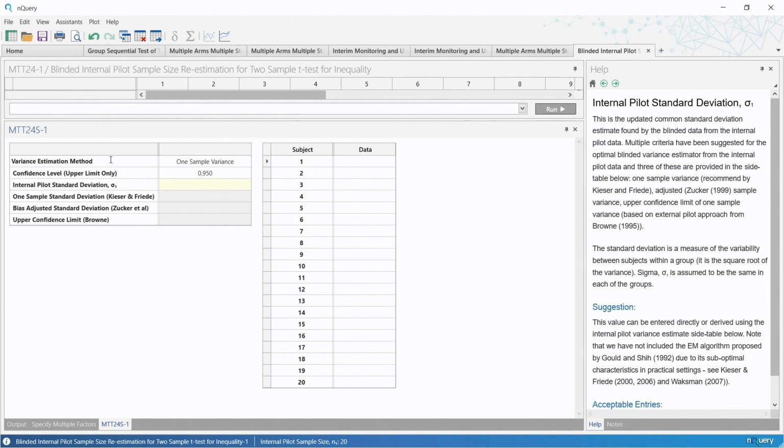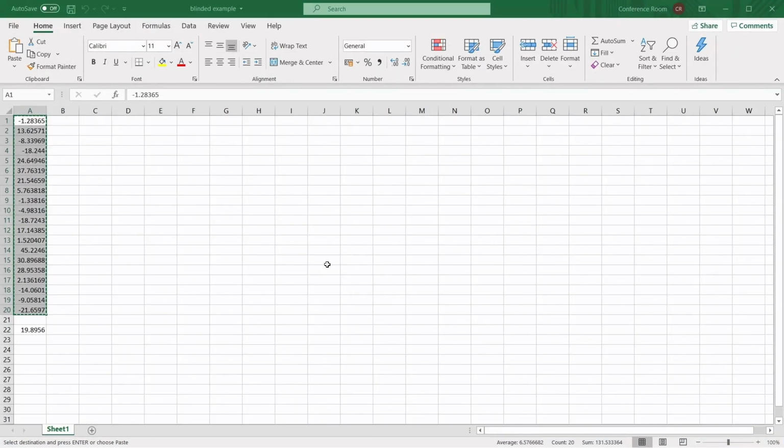In this case, let's use the one sample variance approach, as this is advocated by Kieser and Friede in one of their review papers as being a good estimate in general. Once we selected this rule, we simply need to enter our internal pilot data in this field on the right-hand side. In this case, we've simulated some data assuming that the standard deviation in each group was equal to 20. And this simulation gave an overall variance of around 19.89.